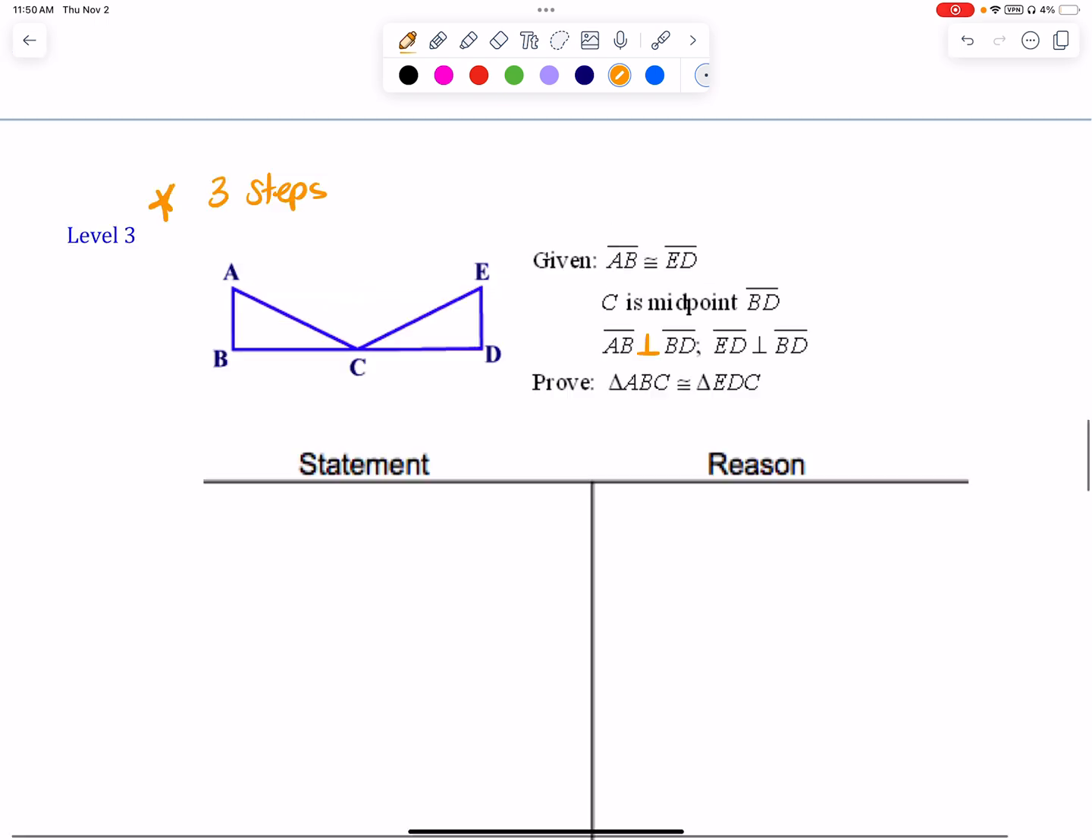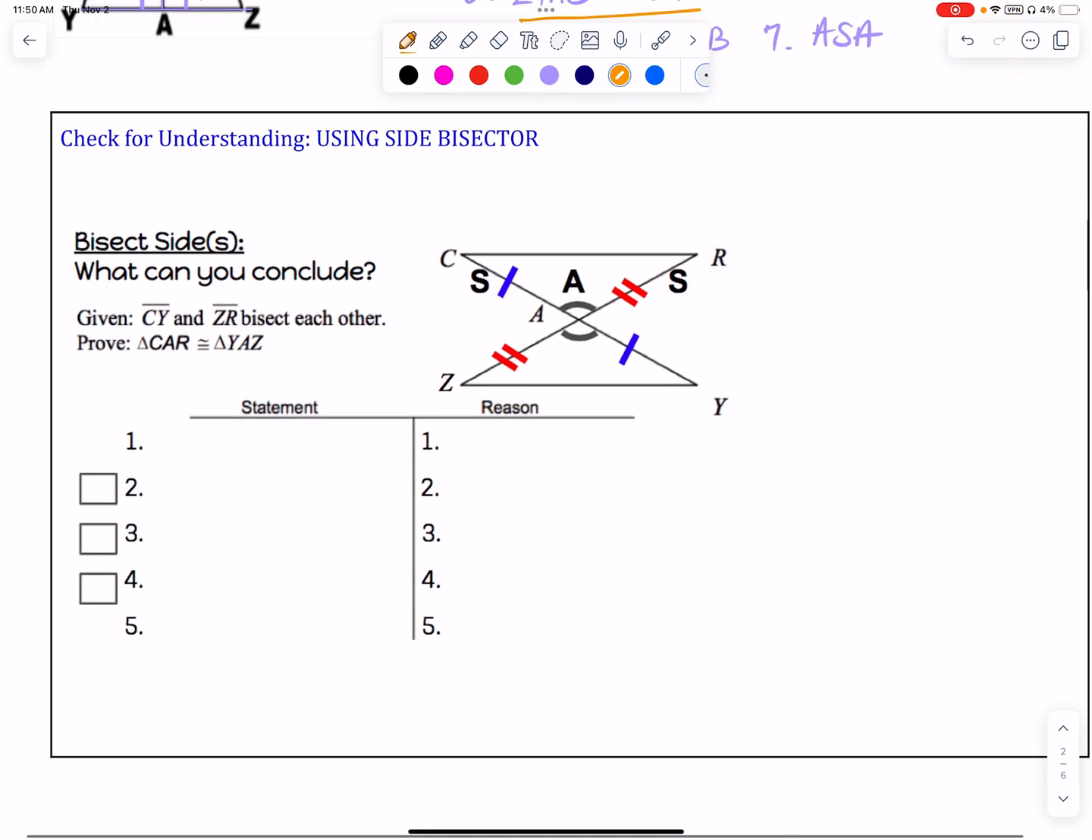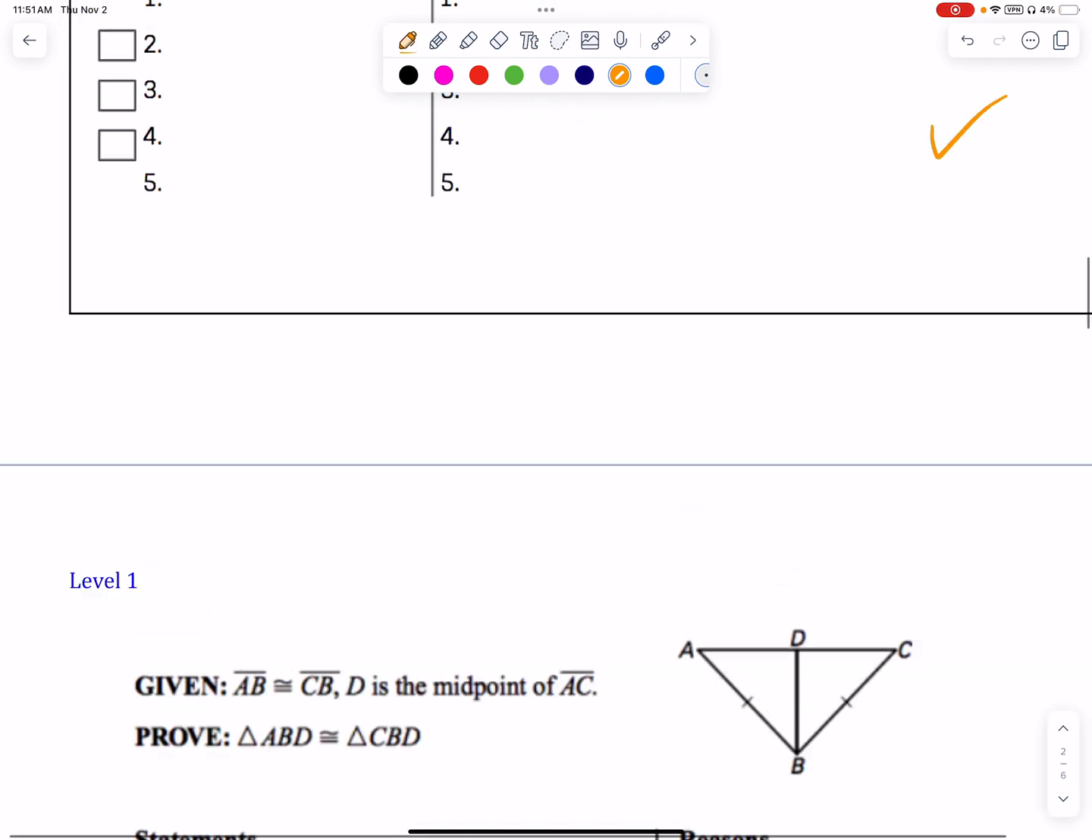All right. So you're going to do the check for understanding. Please make sure your teacher checks this off before you move on to the practice in level 1.